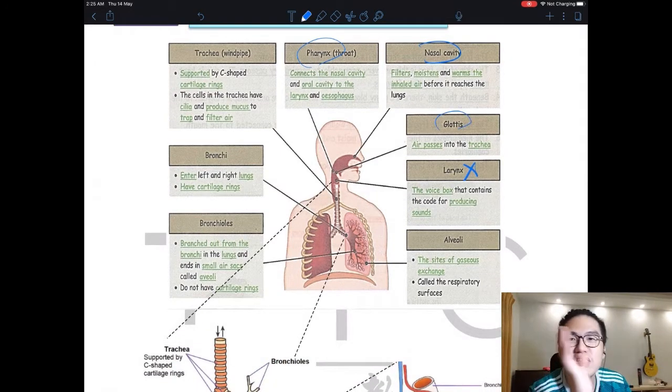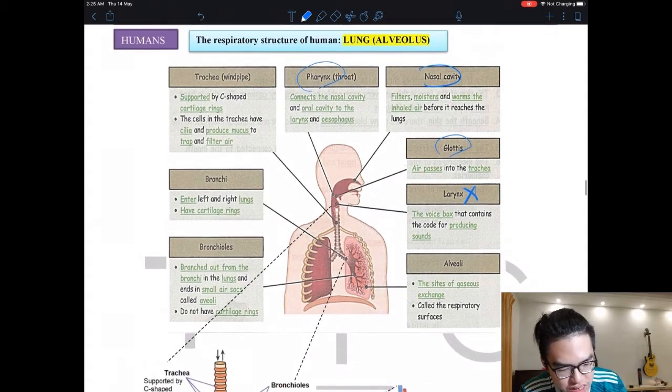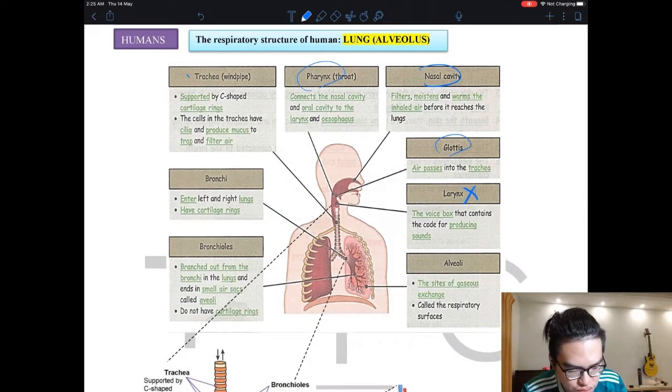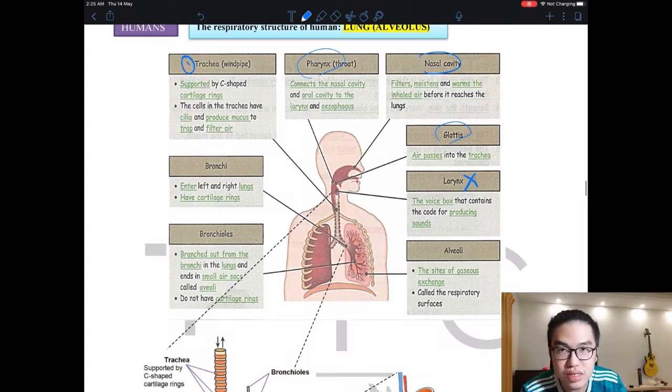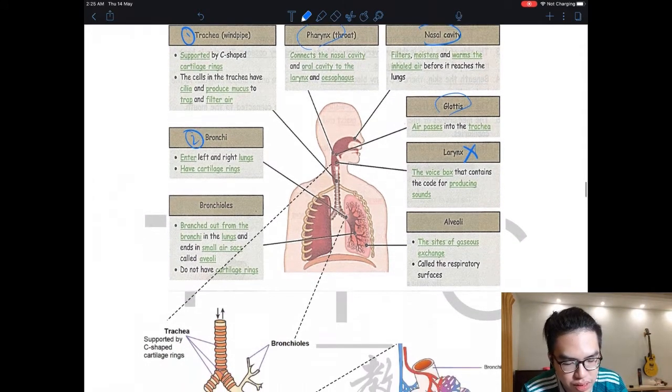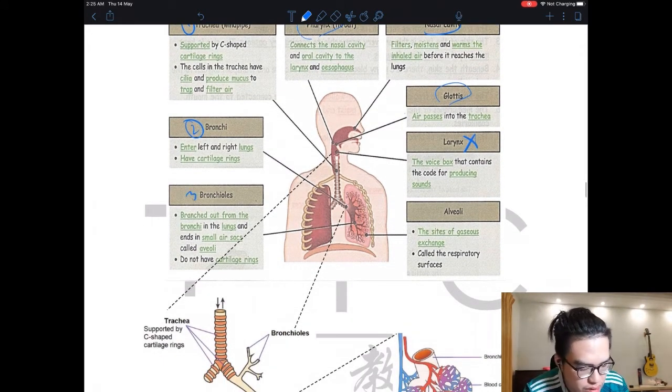Your glottis is to separate the esophagus and trachea. So it's a very smart system. You won't swallow food into your lungs. No such thing, because the muscle will control it. And so you have your trachea. This is my first one, trachea, and then it goes into bronchus, or bronchi in plural, bronchioles, and then alveoli.